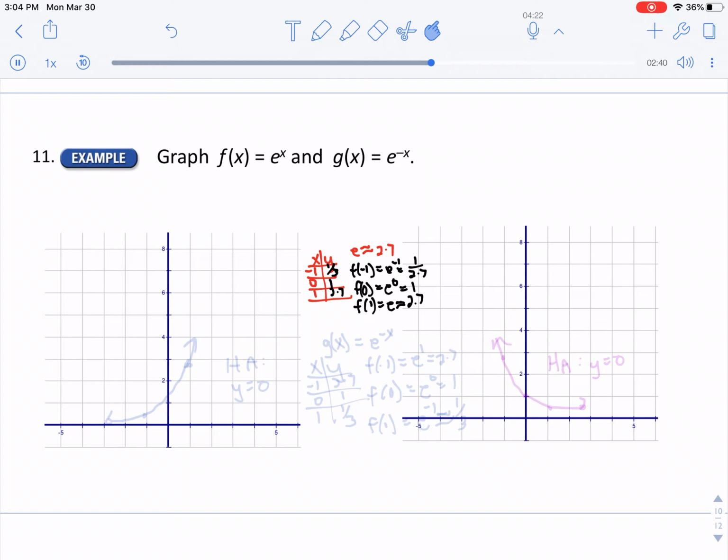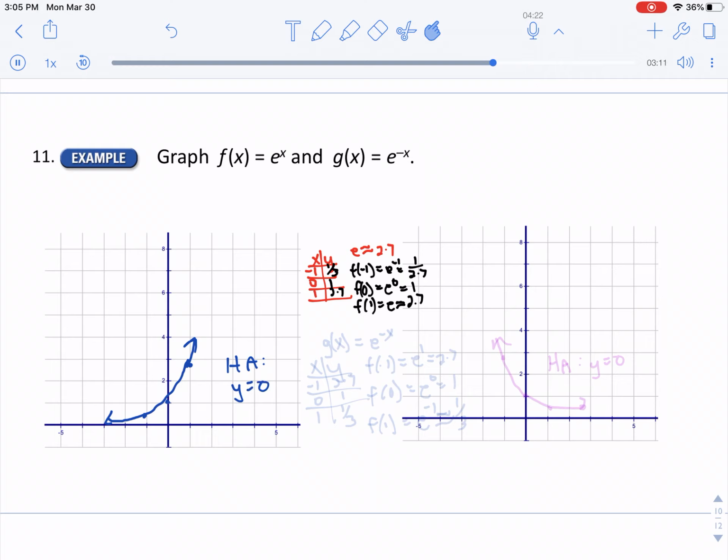So over here I've got negative 1, approximately 1/3, which is here. 0, 1, which is here. And 1, 2.7, which is here. And notice this is an exponential growth curve. And again, it has that horizontal asymptote, and the horizontal asymptote is y equals 0.